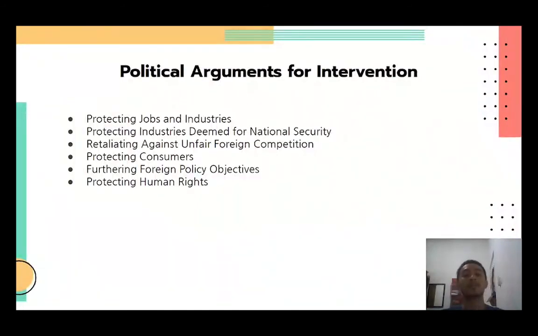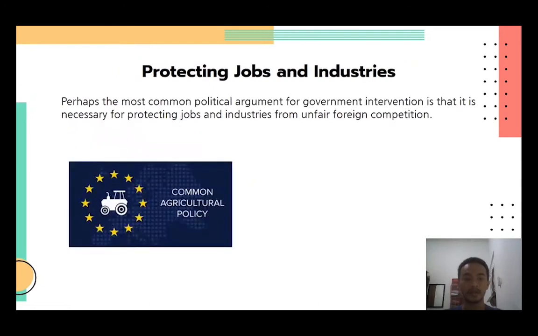Political arguments on government intervention in international trade cover a range of issues, such as protecting jobs and industries, protecting industries deemed important for national security, and the third one is retaliating against unfair foreign competition. The fourth one is protecting consumers, then furthering foreign policy objectives, and the last one is protecting human rights. So the first political argument is protecting jobs and industries.